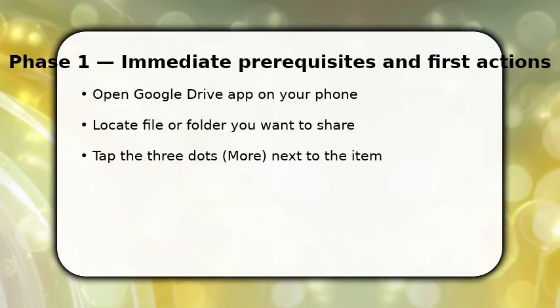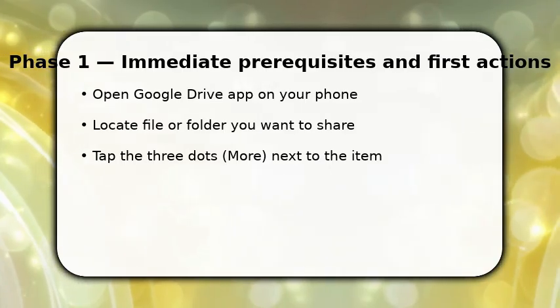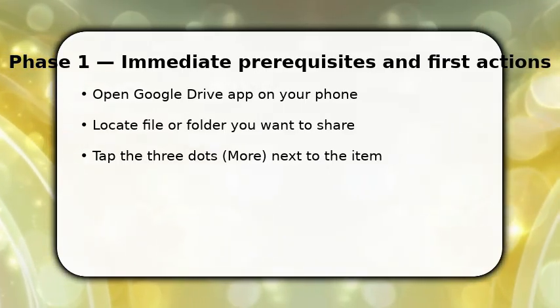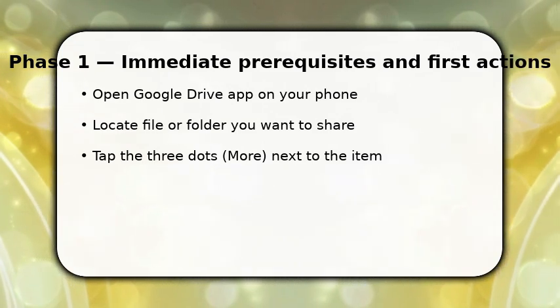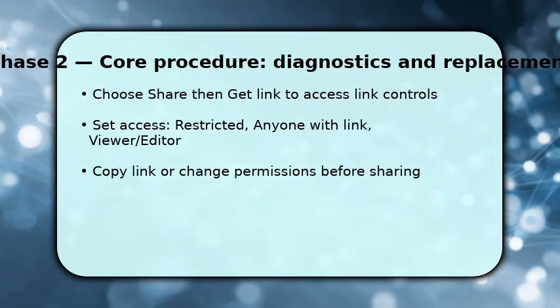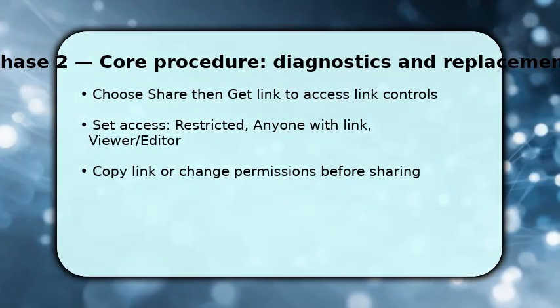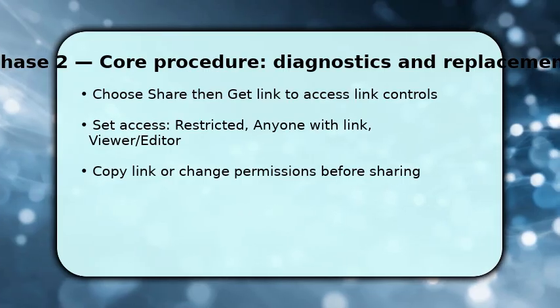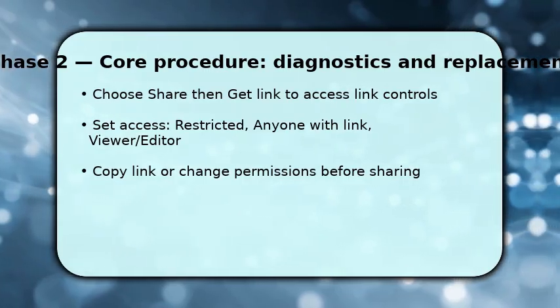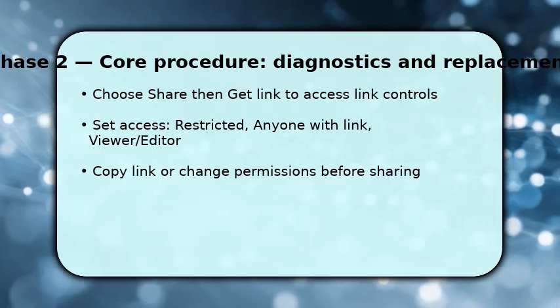Once the menu appears, look for Share or Link settings to continue. Tap Share, then tap Get Link. This is where you control who can open the file. Choose Restricted to limit to specific people or anyone with the link for open access. Pick Viewer, Commenter, or Editor depending on desired permissions.